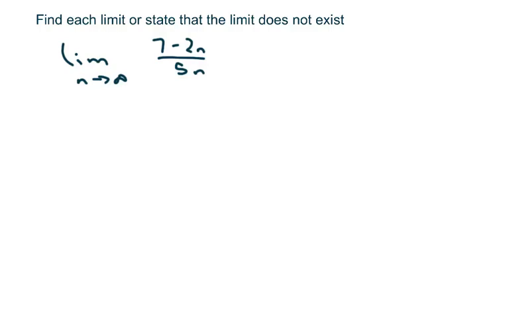Hi everybody, we're going to find each limit or state that the limit doesn't exist and explain our reasoning if it does not exist. And basically this is our first one. What I'm going to do is go ahead and break this up. You should already know the limit rules. So I'm going to take the limit as n gets larger and larger here.